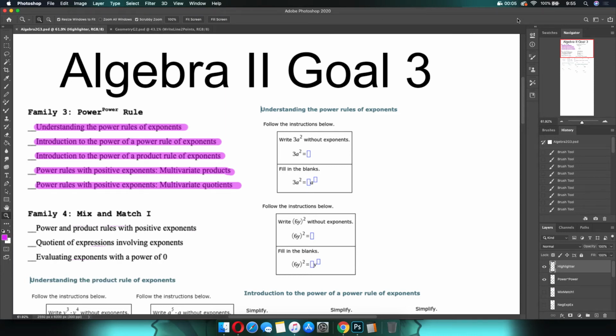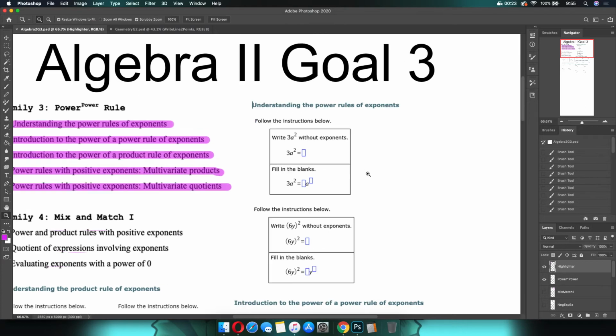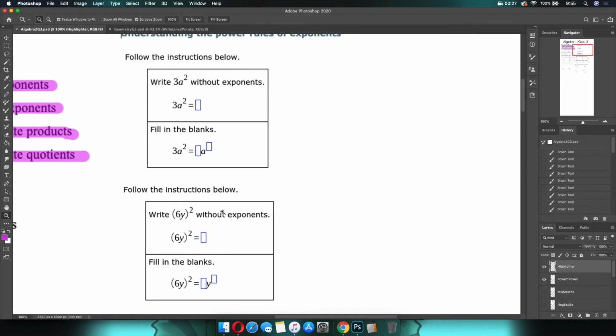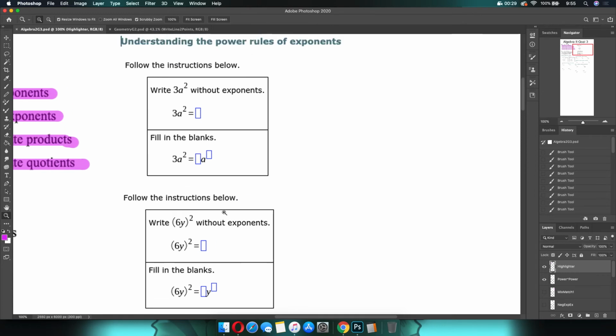Starting to hit the end of the topics list for Algebra 2 Goal 3. What we're going to be doing is quickly, right in a row, 5 topics that are pitifully easy, but just in case you need a tutorial because it's been a while, especially if you need to be reviewing for the DSA. So we're going to dive right in, zoom in a little bit, and focus ourselves on only one topic at a time. So first things first, understanding the power rules of exponents.